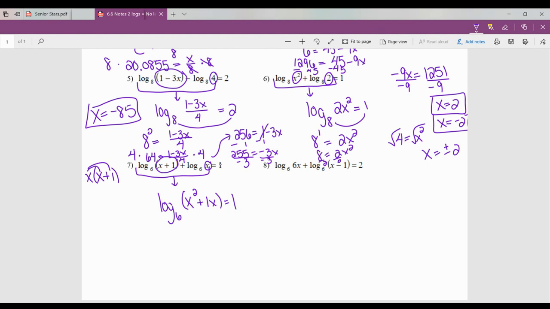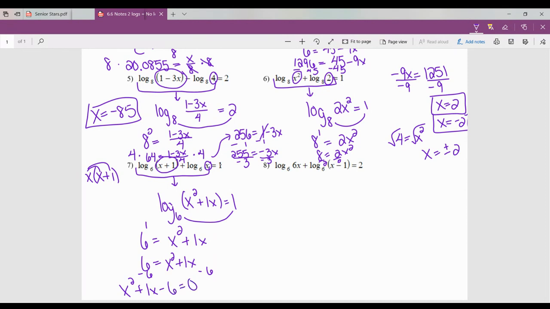And now when I have 1 log equals no logs, I swoop to exponential form. 6 to the 1 equals x squared plus 1x. So I get 6 equals x squared plus 1x. Since it's quadratic, I want to bring everything to one side. So I minus the 6 over. So I get x squared plus 1x minus 6 equals 0.